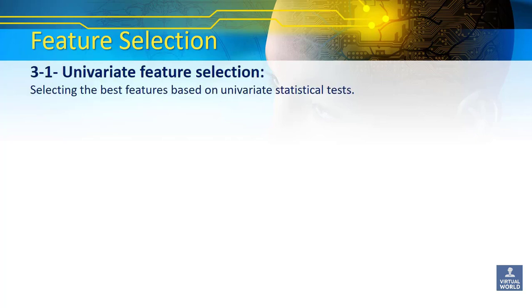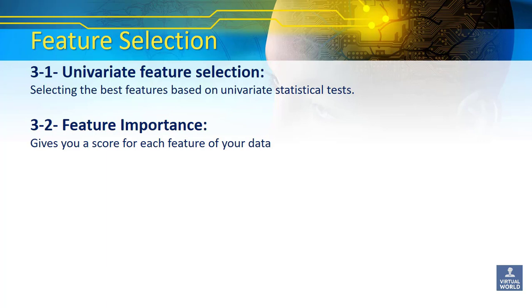Finally, the last type of feature engineering is feature selection. We will learn 4 techniques we can use to do feature selection. The first one is univariate feature selection. Univariate feature selection works by selecting the best features based on univariate statistical test. The second type is feature importance. Feature importance gives you a score for each feature of your data. The higher the score, the more important or relevant the feature is towards your output variable.